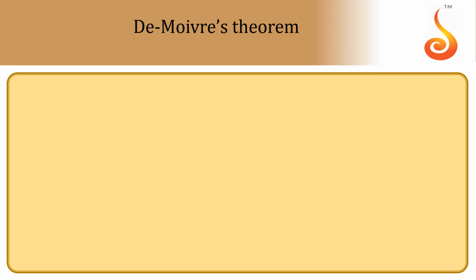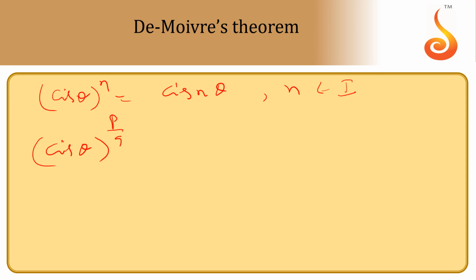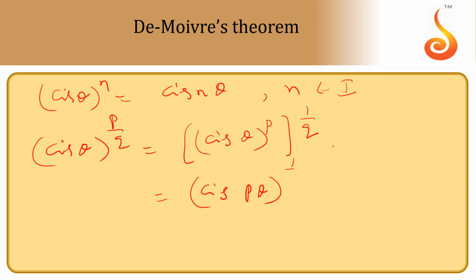De Moivre's theorem. So De Moivre's theorem says that (cis theta) whole power n is equal to cis n theta. This n you can take as integers. Now what will be (cis theta) whole power p by q? This is very, very important. So can I write this as ((cis theta) whole power p) whole to the power of 1 by q, which is nothing but (cis p theta) whole to the power of 1 by q.